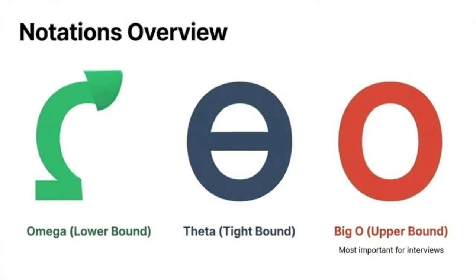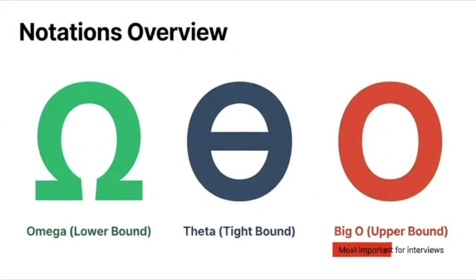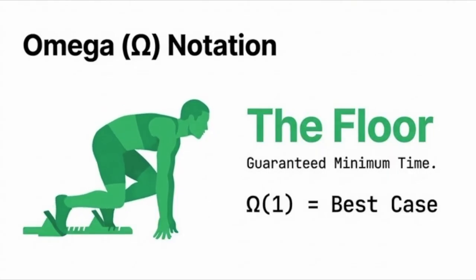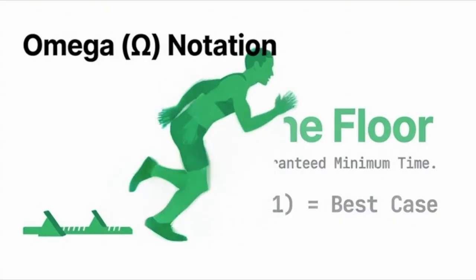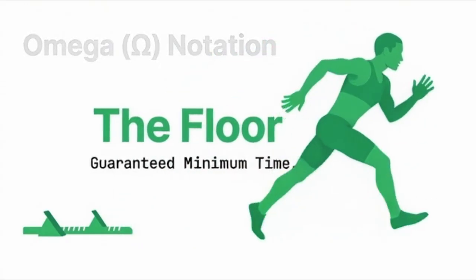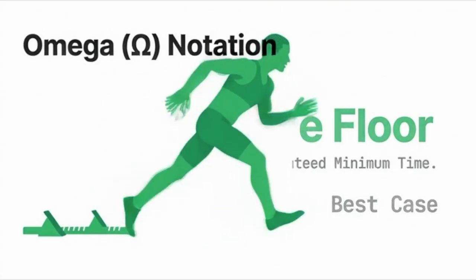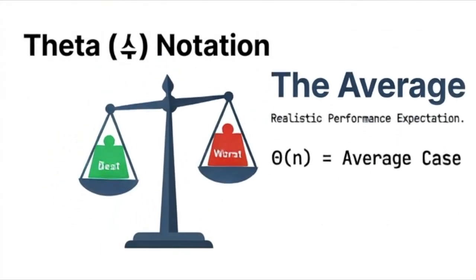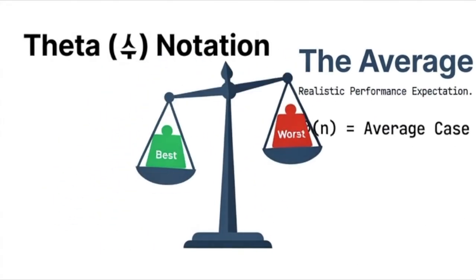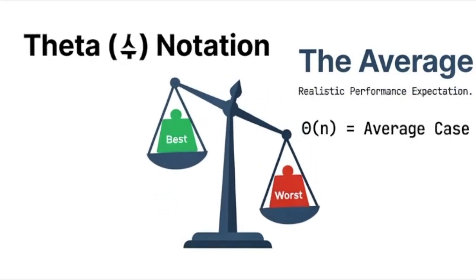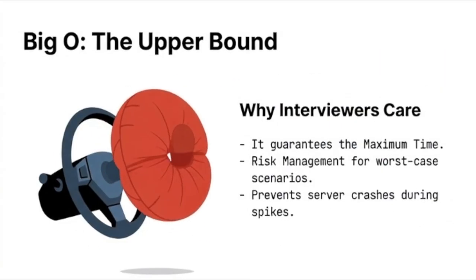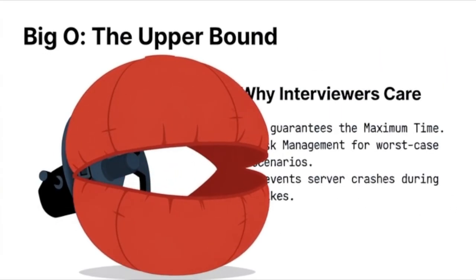In computer science, we use three Greek letters to describe these scenarios. First is omega. This represents the lower bound or the floor. It guarantees the minimum time your code will take. Basically, your best case scenario, like highway driving. Second is theta. This is the tight bound or the average. It gives you a realistic performance expectation. And finally, the most famous one, big O. This represents the upper bound.